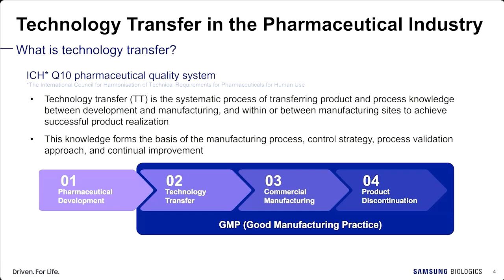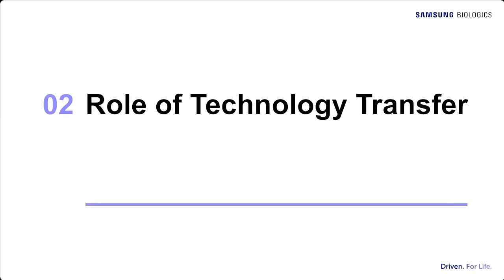Each product has four life cycle stages: pharmaceutical development, technology transfer, commercial manufacturing, and product discontinuation. Technology transfer is the first stage of GMP activity. Knowledge on the manufacturing process, control strategy, process validation, and continuous improvement enables GMP manufacturing and commercialization of the product. Now we know the definition of technology transfer.